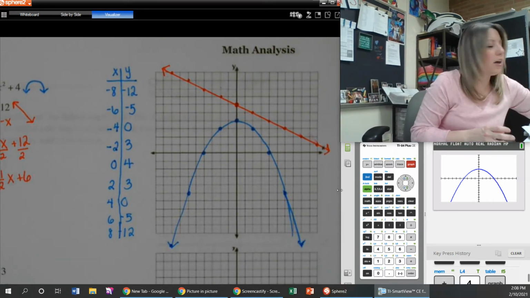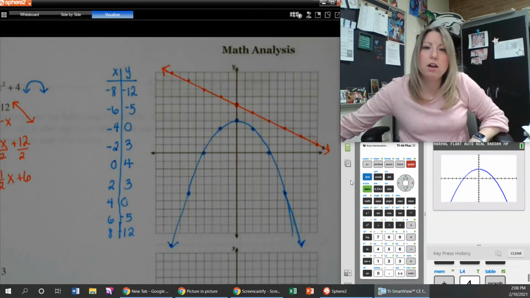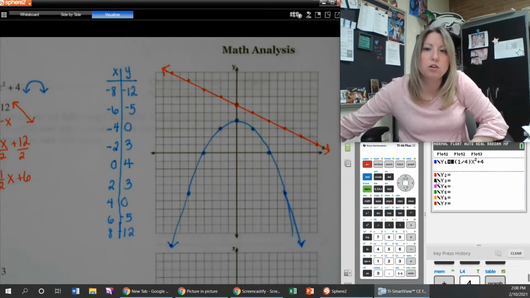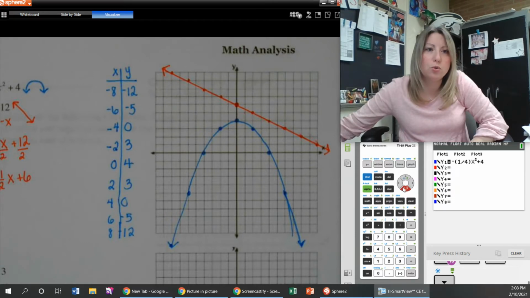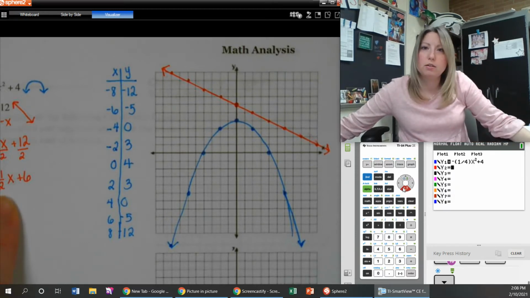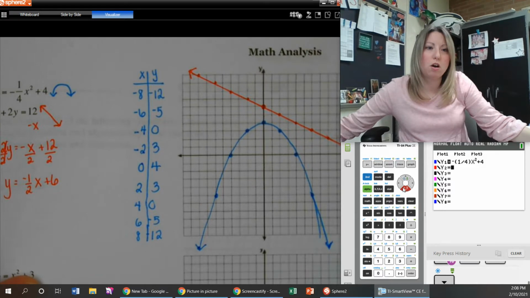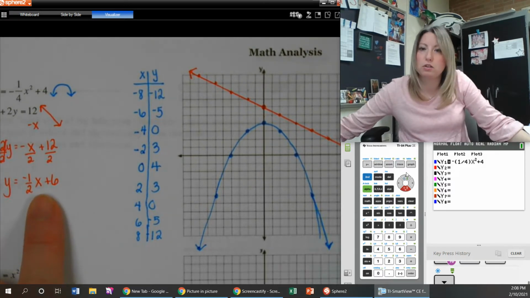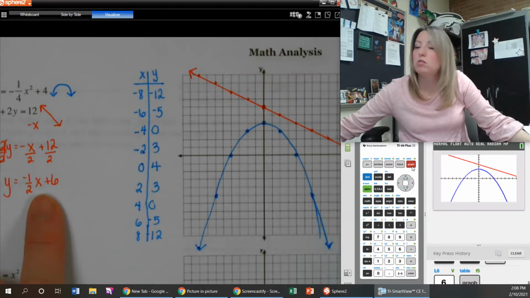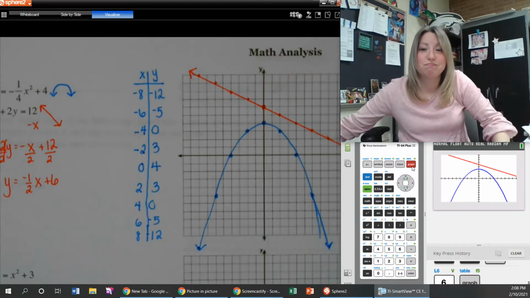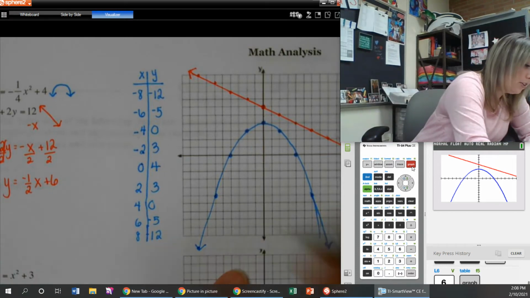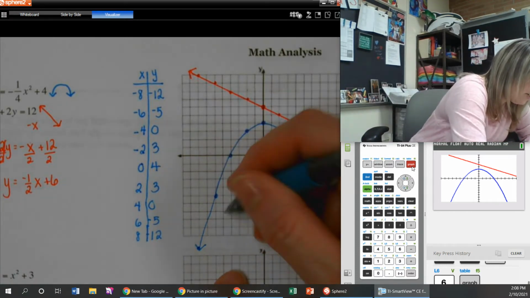I'm just going to verify that on my graphing calculator. I'm going to press y equals, and enter down in y2 y equals negative 1/2 x plus 6. So negative 1 divided by 2x plus 6. Let's just press graph to see. Same thing. Wow. No intersection points. So there you go. There you have it.